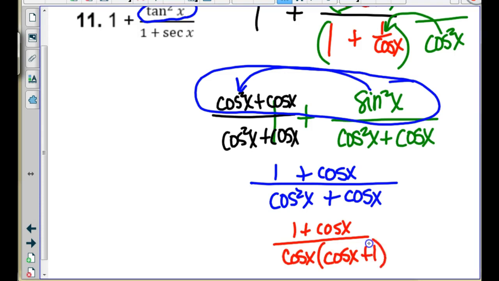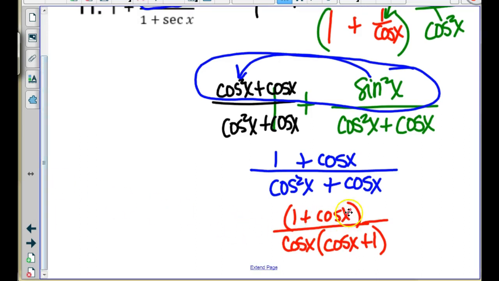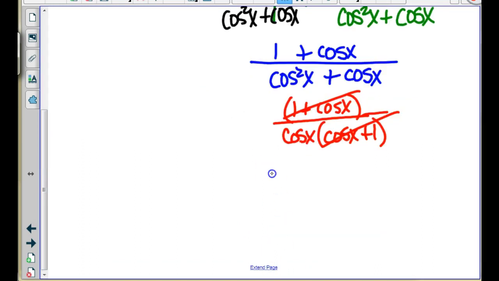Cosine of x plus 1? Is that the same thing that's on the top? Now, because they're really the same, we can divide them out, yes? This whole quantity divides out this whole quantity, so what's left? Be careful. Yeah, but the cosine is where? In the denominator, right? So it's 1 over cosine, which is secant.